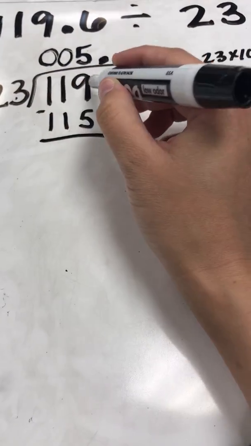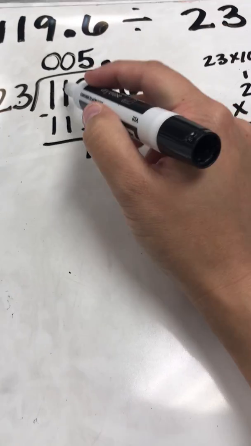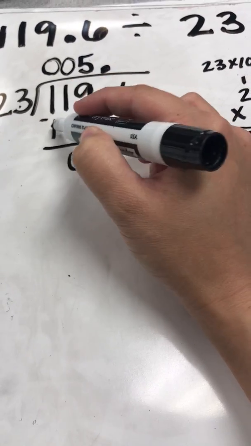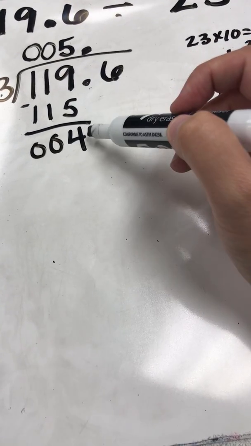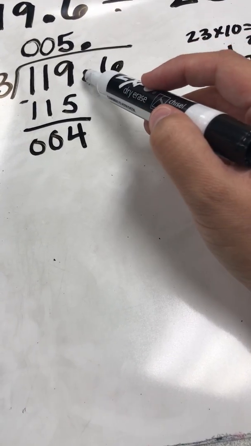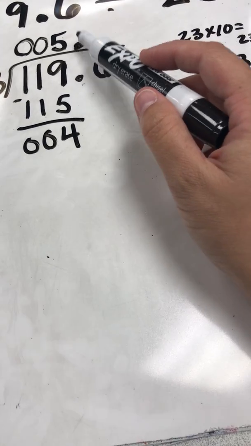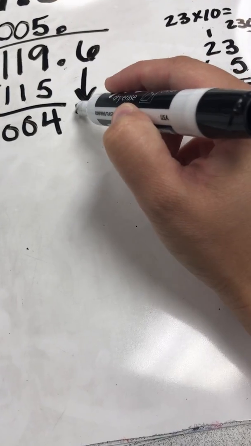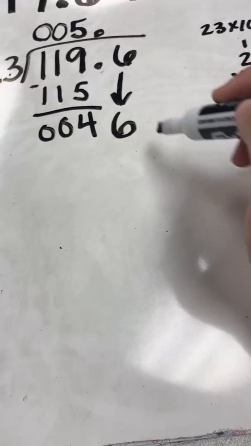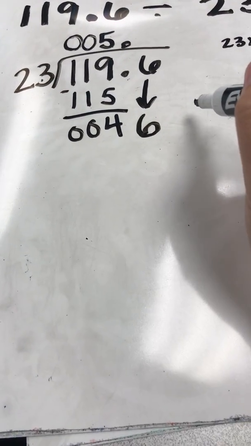When we subtract, 9 minus 5 is 4. 1 minus 1 is 0. 1 minus 1 is 0. Okay. I'm not going to bring down my decimal in my answer. The only thing I'm going to care about with the decimal is where it goes here in my quotient. So I'm going to bring down the 6, and we're going to continue dividing like that decimal is not even there. Now I have 46.